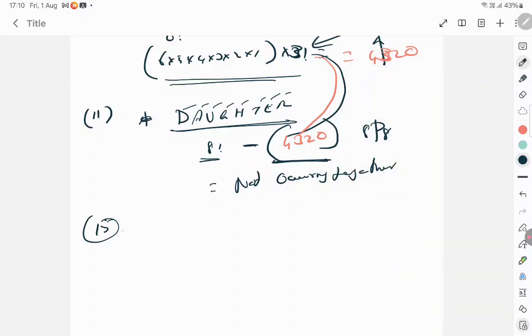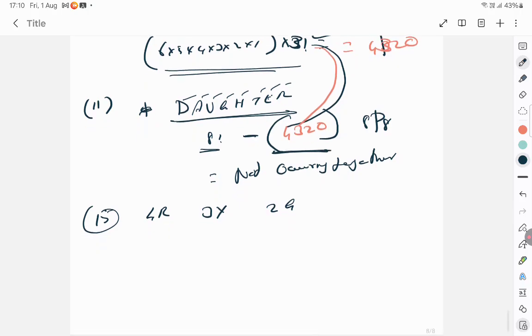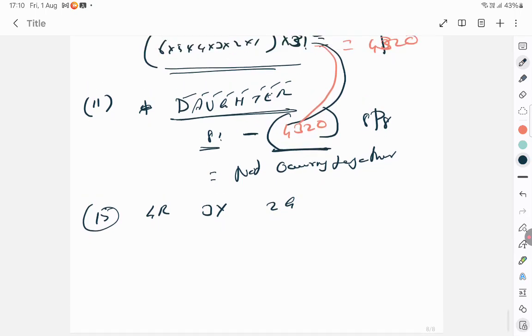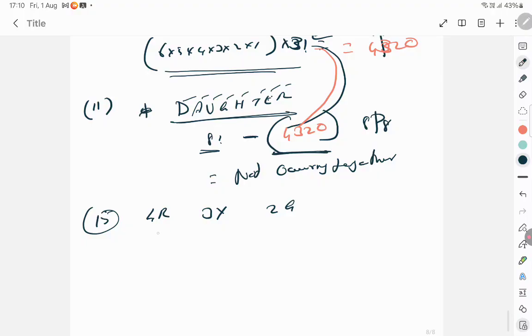So the 15th question is: in how many ways can 4 red, 3 yellow and 2 green discs be arranged in a row if the discs of the same color are indistinguishable? Discs of the same color can be treated as one if they are indistinguishable. So how many discs are there? 4 plus 3 is 7, 7 plus 2 is 9.